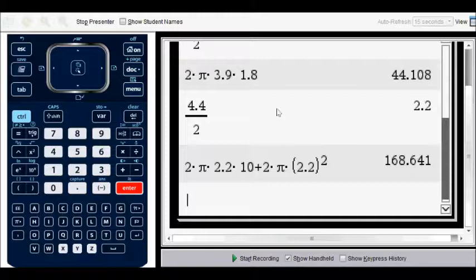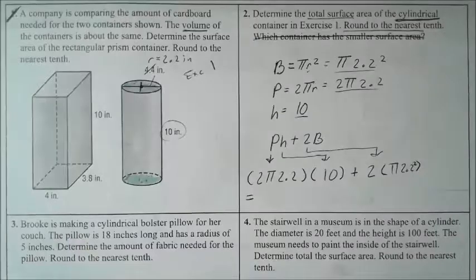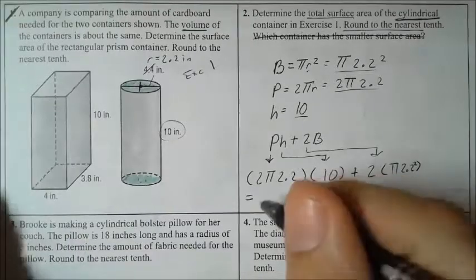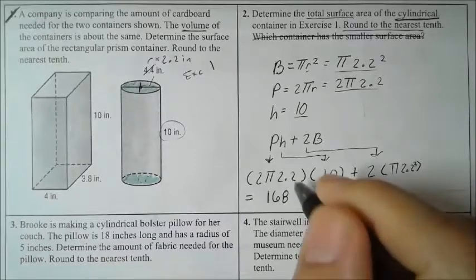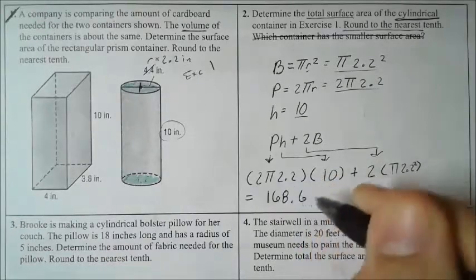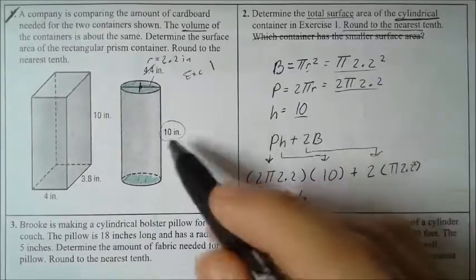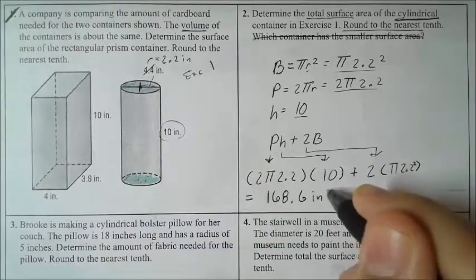And if we look, we have a 6 right here, but we want to round to the tenths place, which is where the 6 is. But the number that follows is a 4. And remember, 4 or less, let it rest. So this is going to be 168.6. So let's go ahead and write that answer down. So this one is 168.6. And this is going to be inches, so it's going to be inches squared.